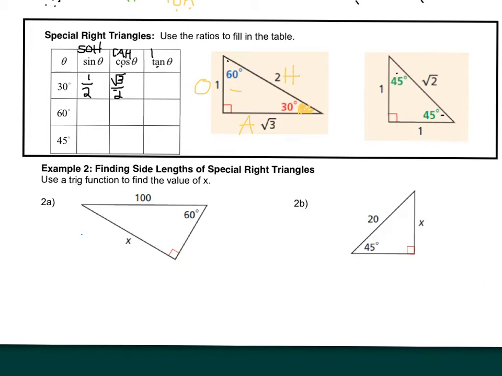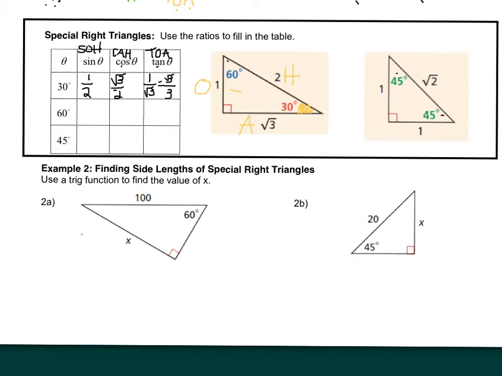Tangent of theta. Tan is TOA, so we need the opposite and the adjacent. So we need 1 over the square root of 3. That we have to simplify. When we simplify that, we get the square root of 3 over 3.